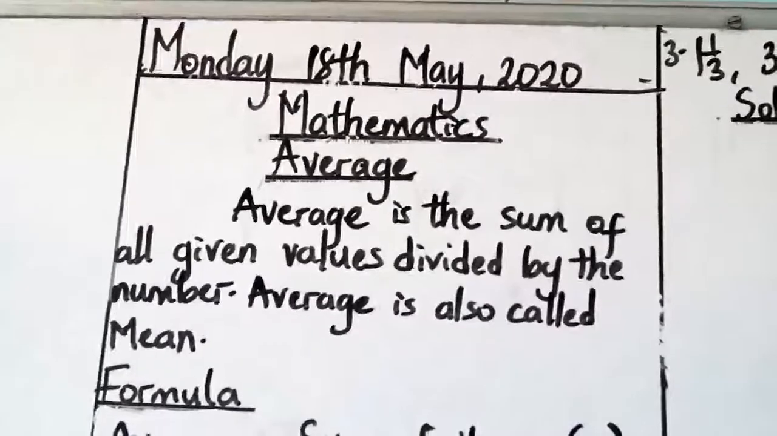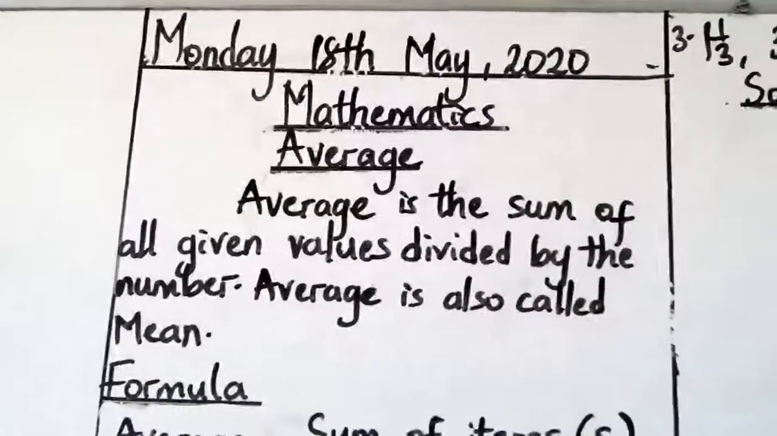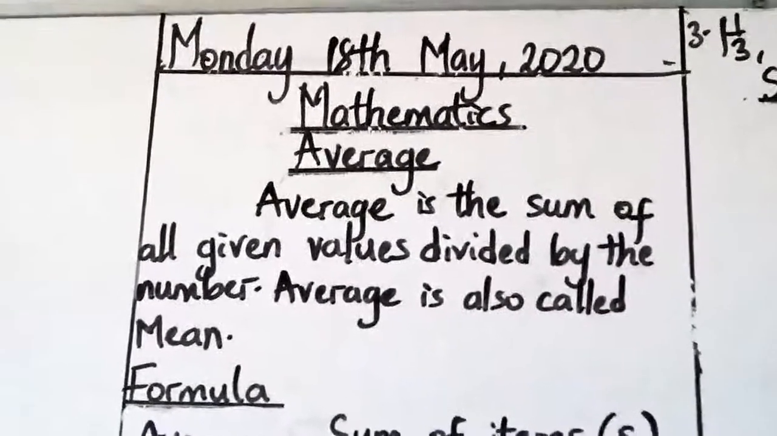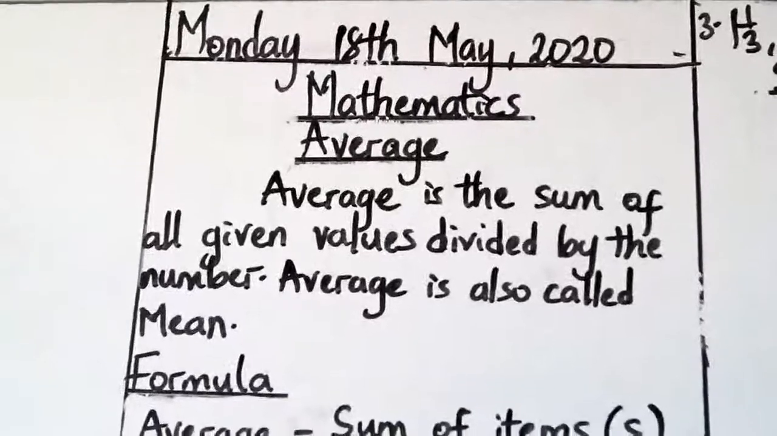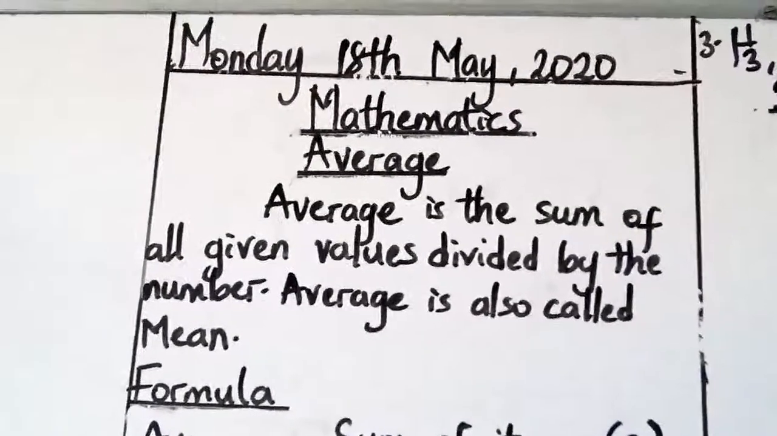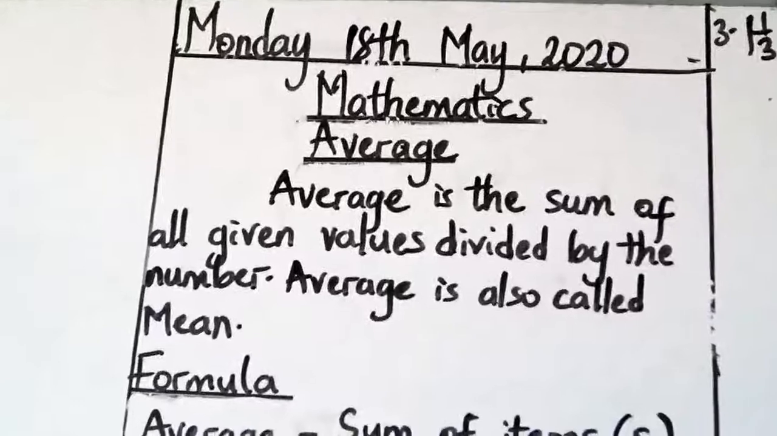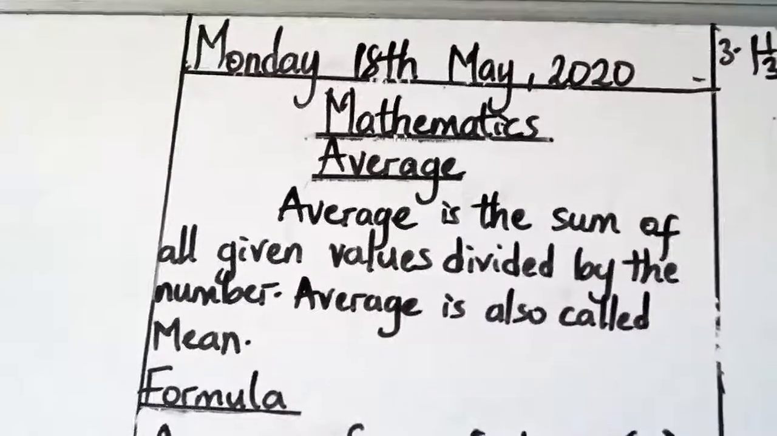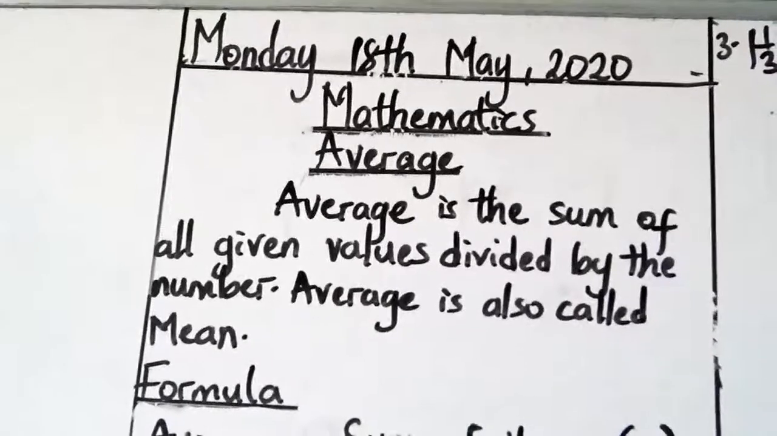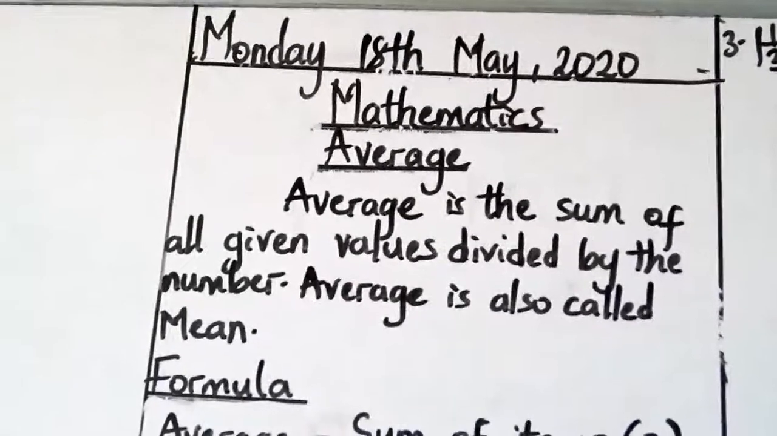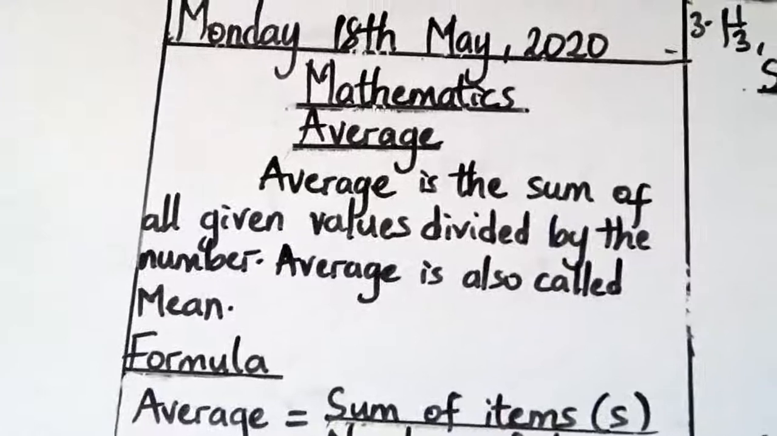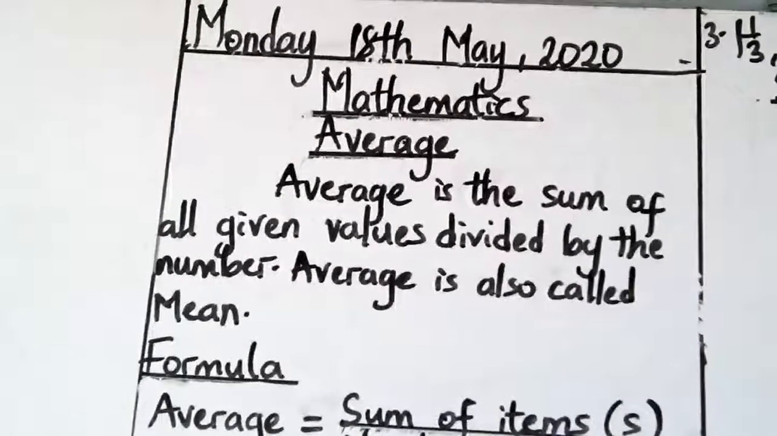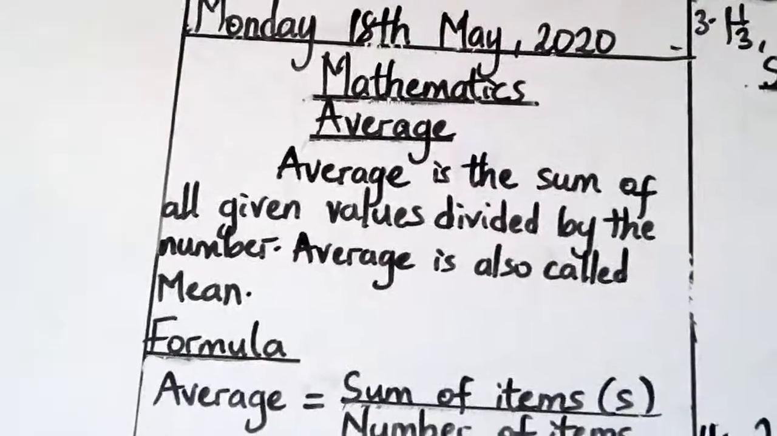So very quickly, let's take the definition of average. Let's read together, everybody. What is average? Average is the sum of all given values divided by the number. Say that again, everybody. Average is the sum of all given values divided by the number. Another word for average in mathematics is mean. Say mean, everybody.